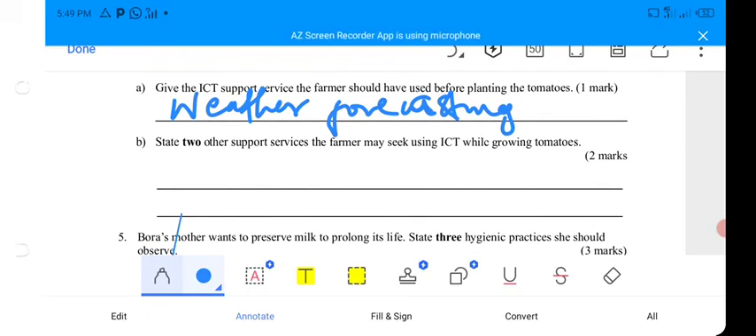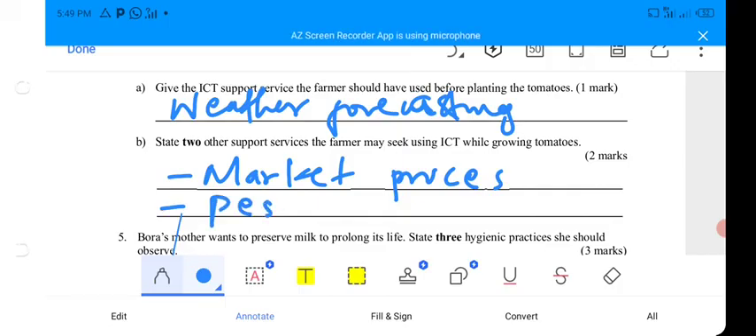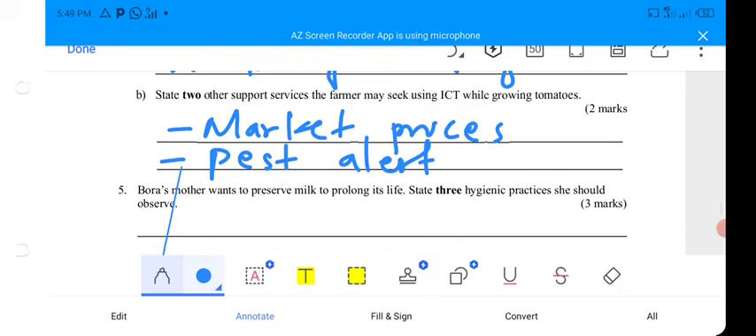Other support services the farmer would have gotten. We have ICT service on market prices, and also ICT service on pest alert. We also have the banking services, because automatically when the money is gotten, it is taken to the bank mostly, I assume.